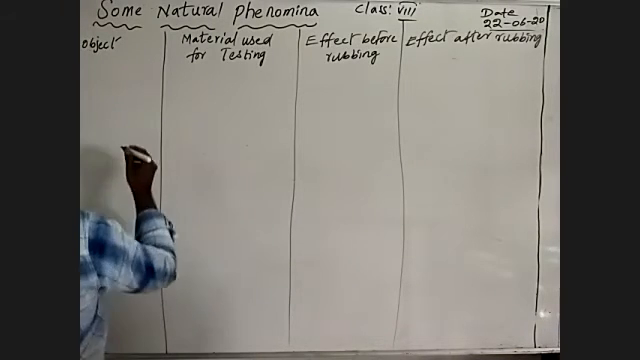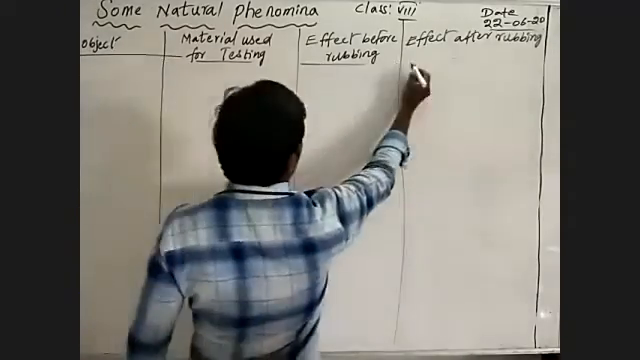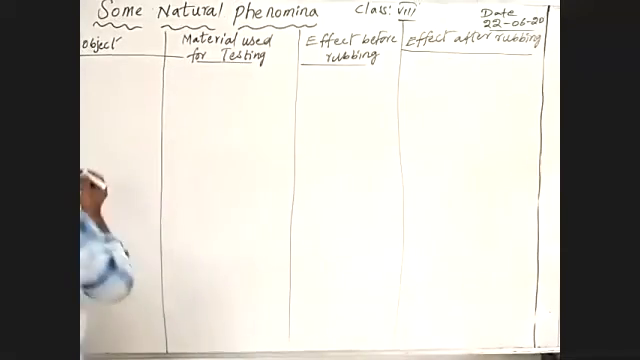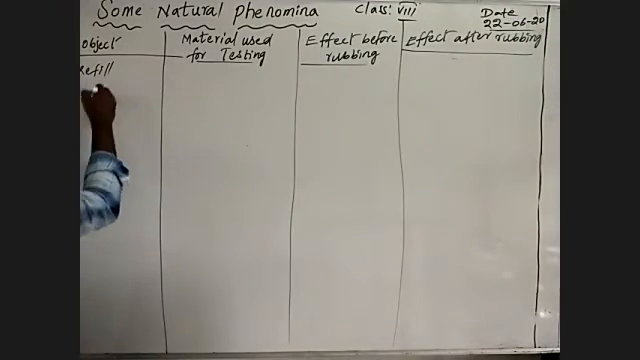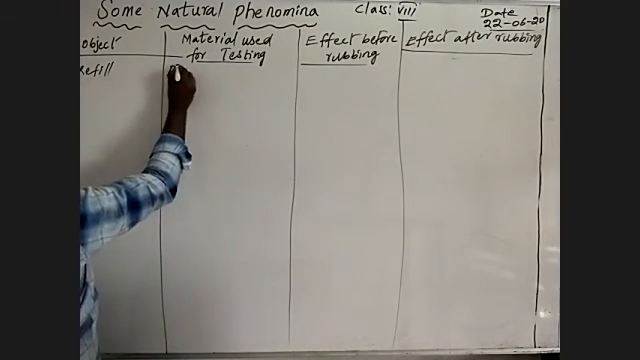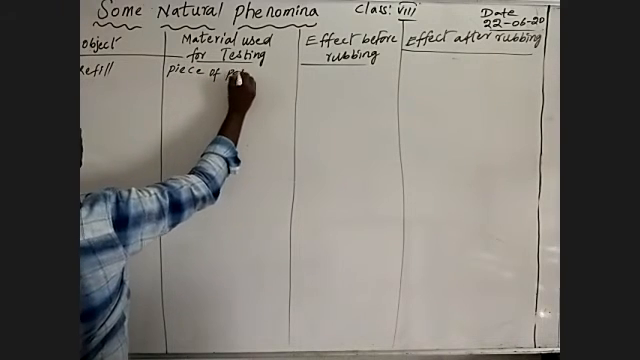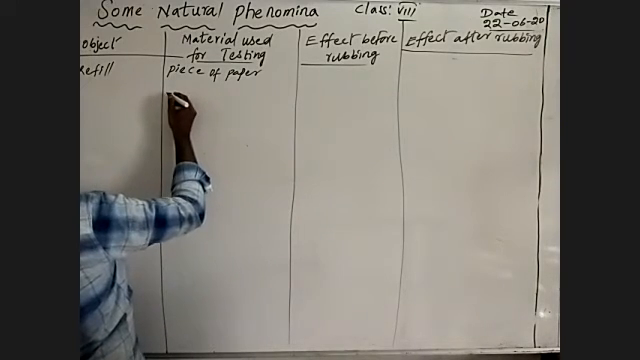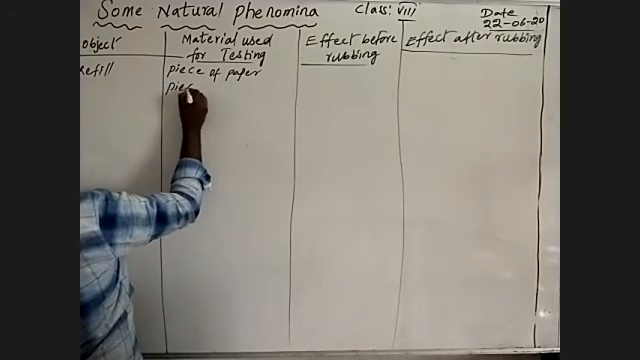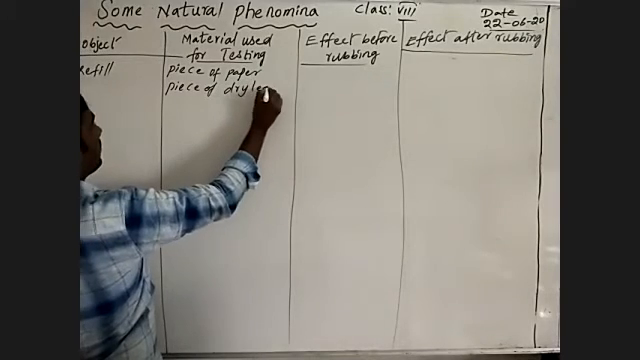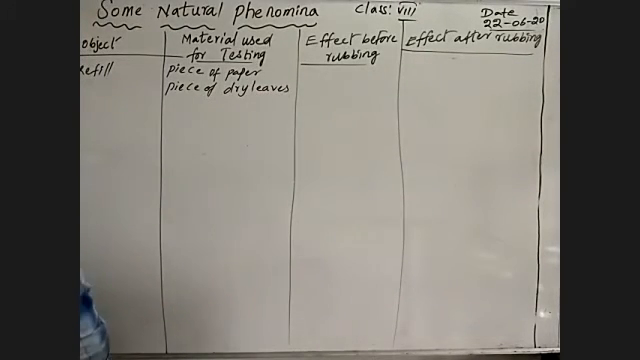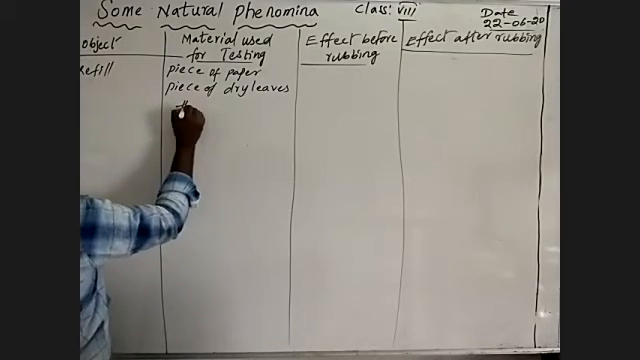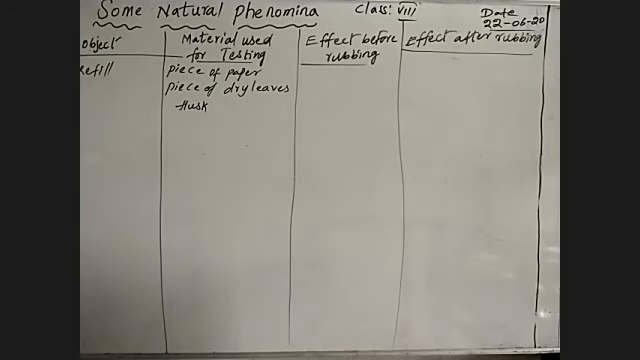The first object I am saying is the refill, the ball pen refill. We used a piece of paper to test the material, a piece of dry leaves, and one more, husk. Those three we utilize to test with the refill, whether they are attracting or not.